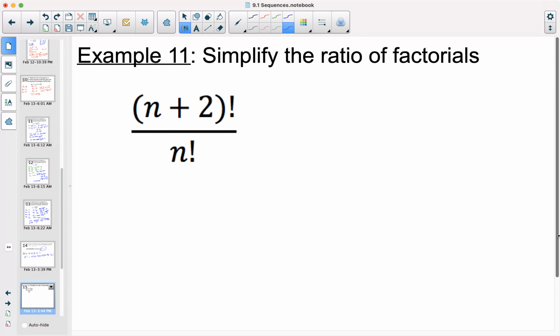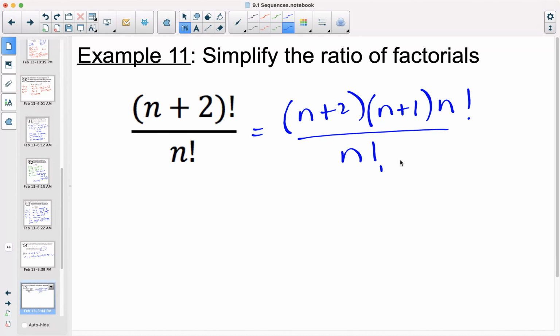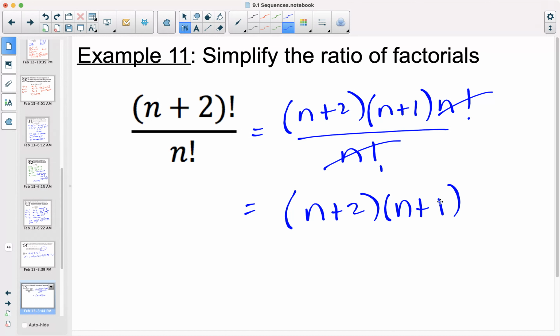So let's do this example 11 right here. N plus 2 factorial, you start with whatever's being factorialed, and that's n plus 2. 1 less than n plus 2 is n plus 1. And I'm going to stop there. Why? Because the denominator has an n factorial, and they are going to cancel, and we get n plus 2 times n plus 1. This is going to come into play when we start talking about series and series tests.